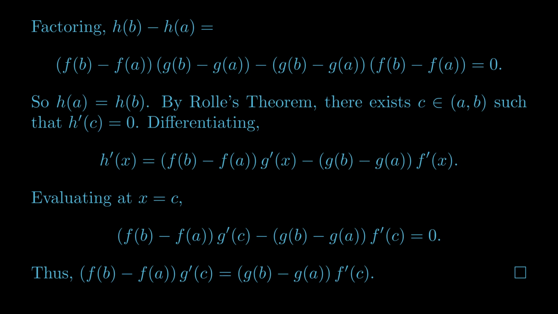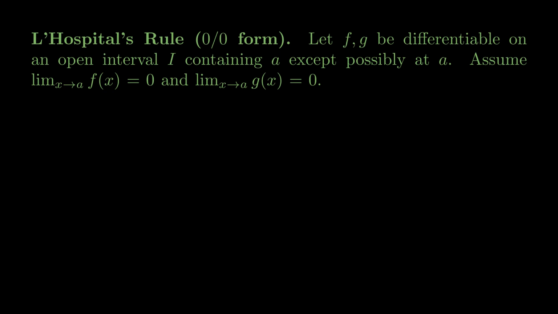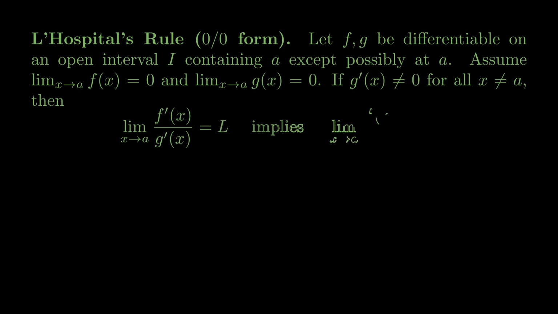As a first application of this generalized theorem, let's prove L'Hopital's rule from a Calc 1 course. So stated formally, let f and g be differentiable on an open interval I containing a, except possibly at a. Assume that the limit as x approaches a of f of x equals 0, and the limit as x approaches a of g of x equals 0. If g prime of x is not equal to 0 for all x not equal to a, then the limit as x approaches a of f prime of x over g prime of x equaling L implies that the limit as x approaches a of f of x over g of x equals L.